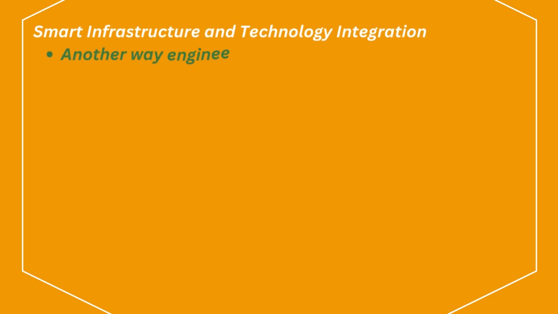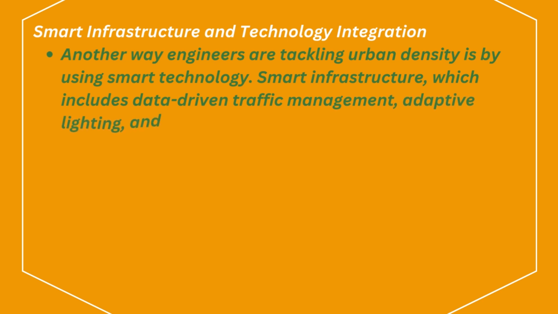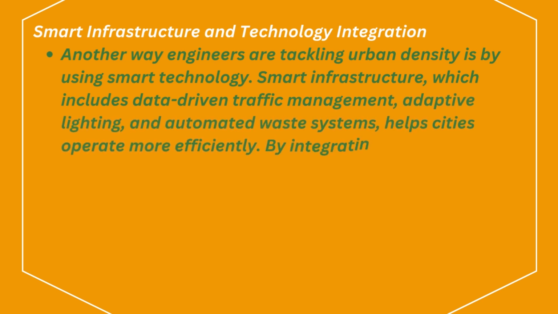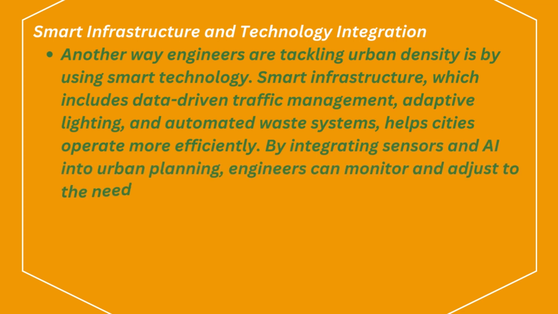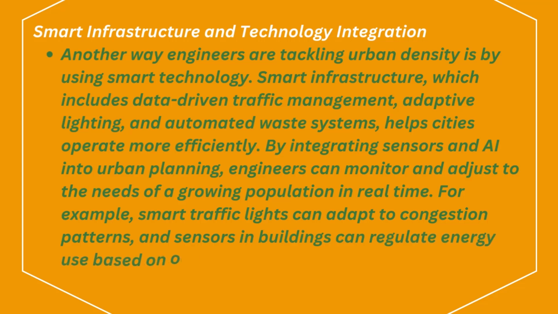Smart infrastructure and technology integration. Another way engineers are tackling urban density is by using smart technology. Smart infrastructure, which includes data-driven traffic management, adaptive lighting, and automated waste systems, helps cities operate more efficiently. By integrating sensors and AI into urban planning, engineers can monitor and adjust to the needs of a growing population in real time. For example, smart traffic lights can adapt to congestion patterns, and sensors in buildings can regulate energy use based on occupancy, helping to save resources.